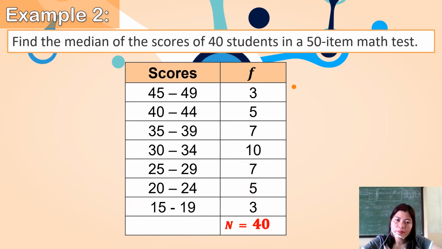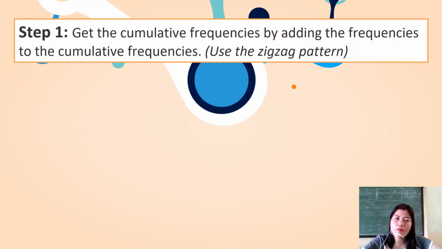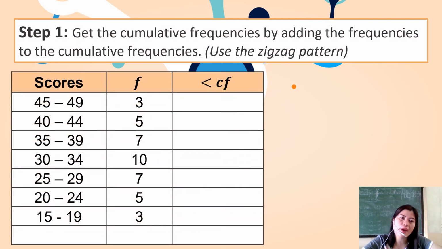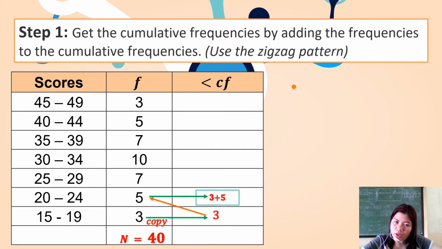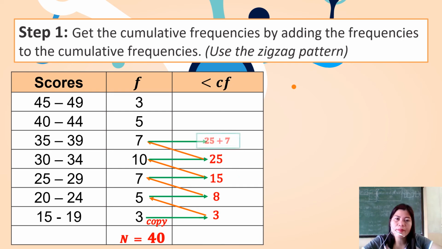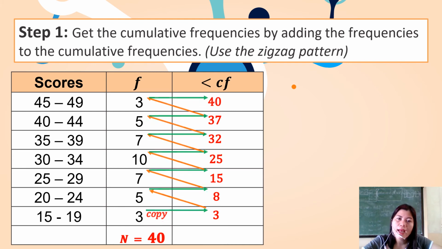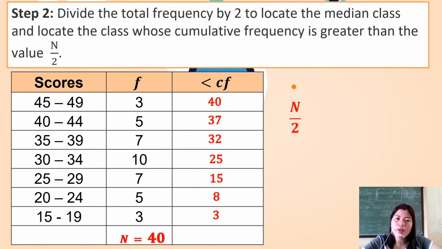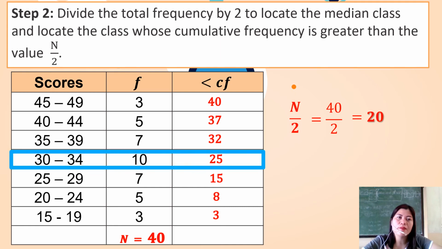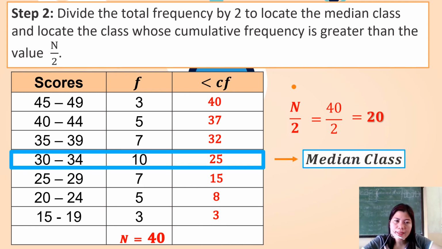Again, same. So, let's say you have there, get the cumulative frequencies by adding the frequency to the cumulative frequency. Again, use the zigzag pattern. Okay? So, you have there and so on. It is faster because we already know how to do that, right? After that, you are going to look into it. Divide the total frequency by 2 to locate the median class. So, that is 20. So, this is now our median class.